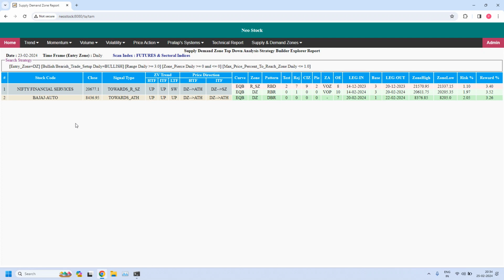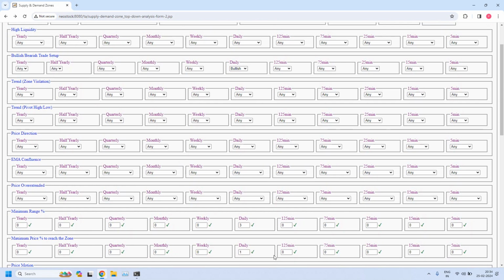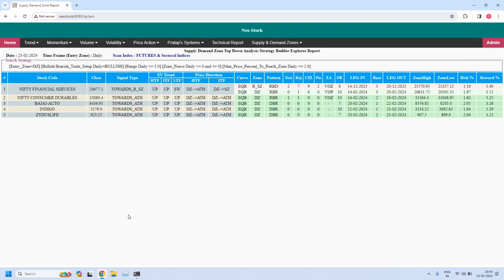Because the list is very small, let us try to find the stocks which are near to 2% to the zone. So that is the reason why in maximum price percent to reach the zone on daily time frame, I am changing the value 1% to 2%. Let us generate the report. Now we got 5 stocks, that means 3 more stocks. But all these stocks are again moving towards the demand zone. So you should very carefully observe these stocks. If anyone changes the direction and gets into the zone, you will get a trading opportunity.